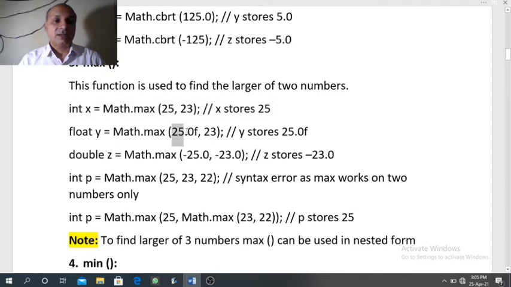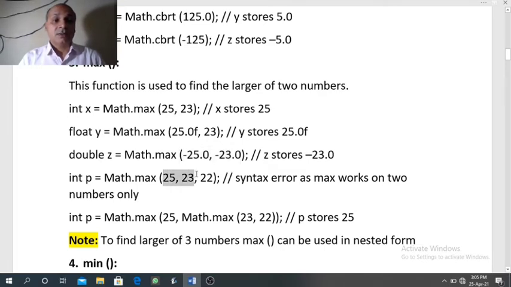In the second example, the arguments passed are a float value and an integer value, so float is higher, so the answer will come in float type. And in the third example, when a double value is passed, the answer will come in double value, so z is declared double value.